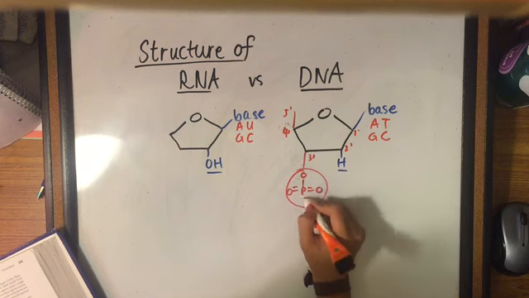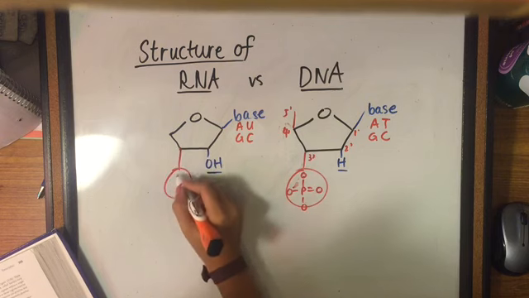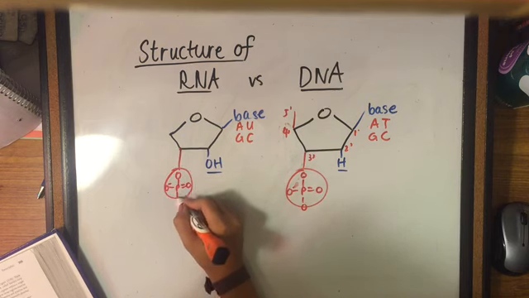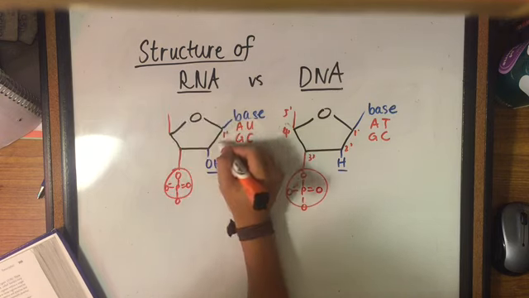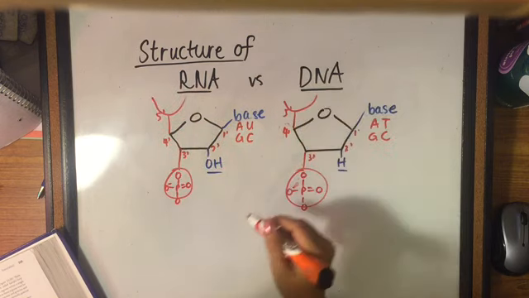Both of them have phosphate groups attached to the 3' end as well as the 5' end, which creates a phosphodiester bond between the sugar and the phosphate group.